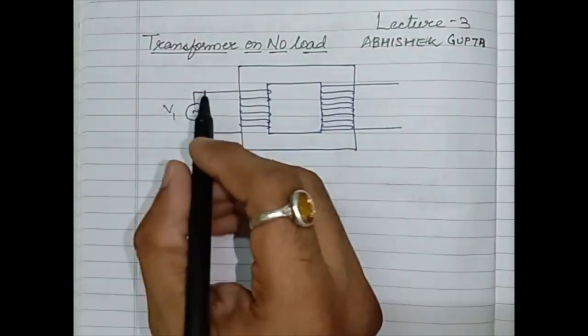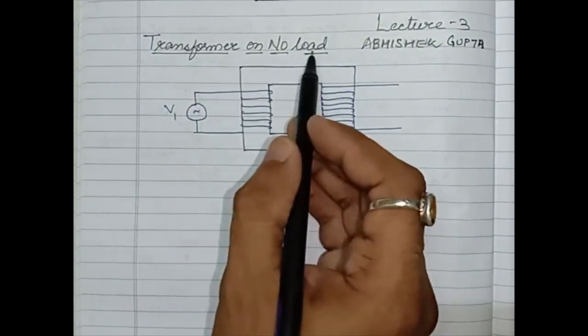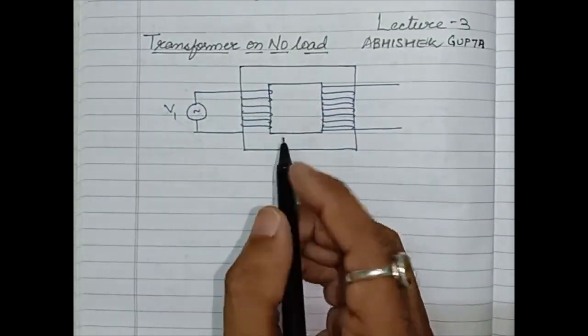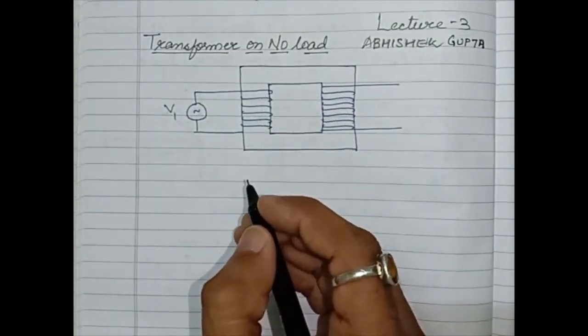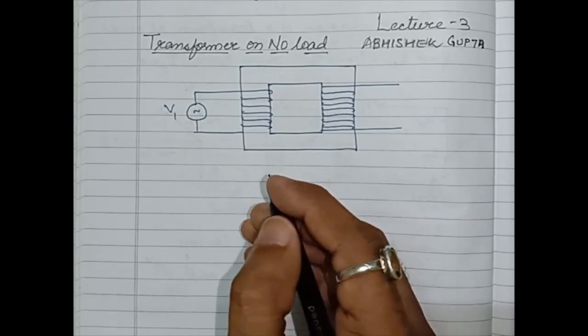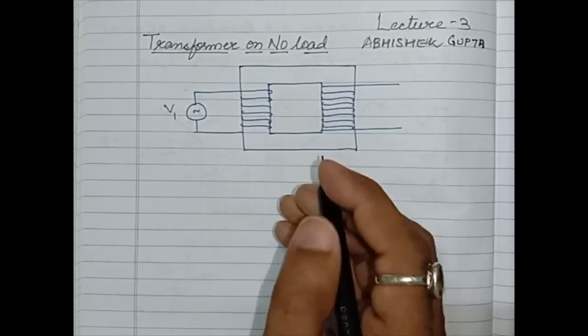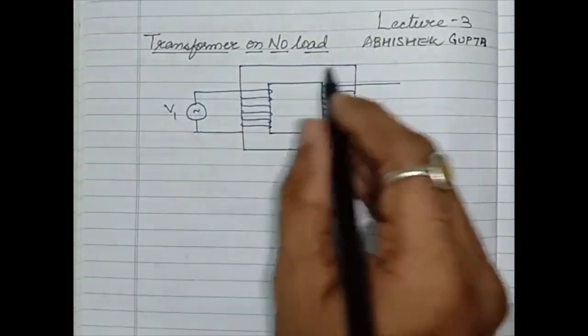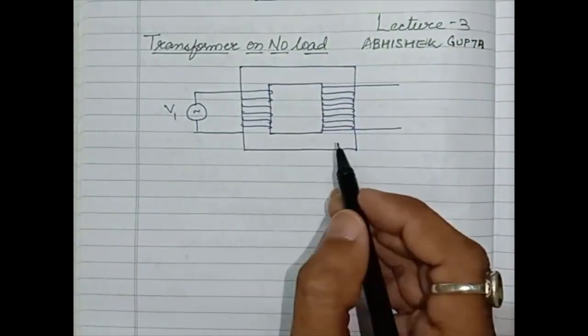In this video, we are going to discuss transformer on no load. In the previous video, we discussed the ideal transformer and its phasor diagram. Basically, what is an ideal transformer? An ideal transformer is one having no core loss and no copper loss. Here we are going to consider a practical, or actual, transformer.